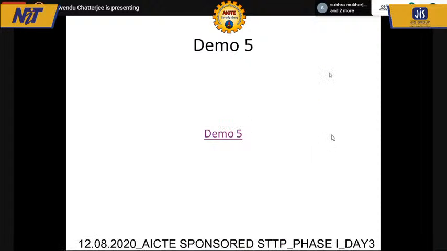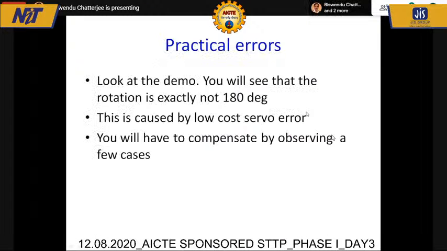Now what will happen? This is caused actually by low cost servo error. You will have to compensate it by observing a few cases. Practical error will be there. So if you use this low cost servo, precision servo with very high cost have several internal circuits to compensate for this. But for this low cost system, you will have to compensate for the servo. And that is another important part.